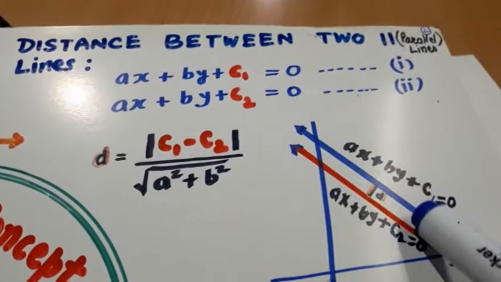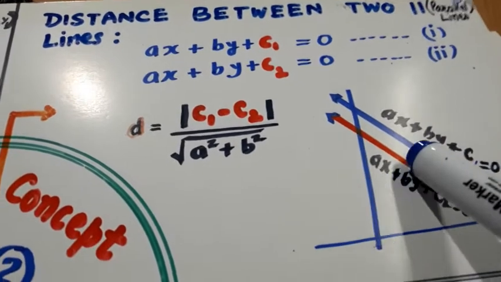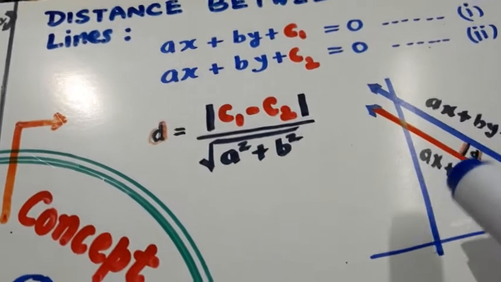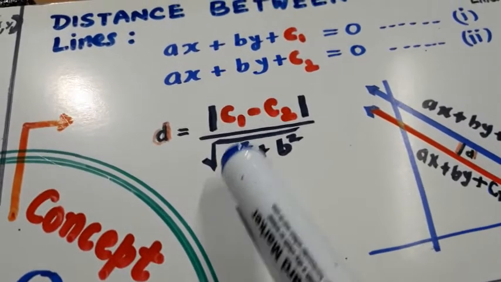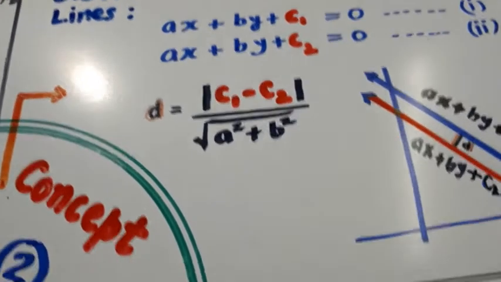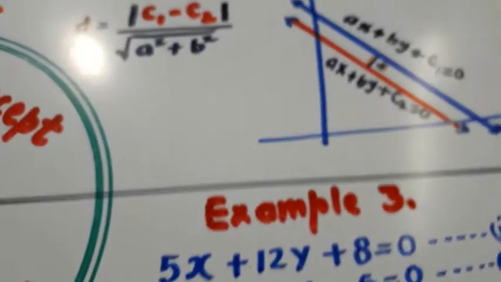So if you want to find the distance between these two parallel lines, the formula is D is equal to, D is the distance, (C1 minus C2) over under root A square plus B square. Now let us go to the question part.